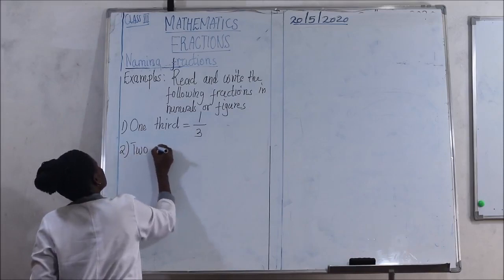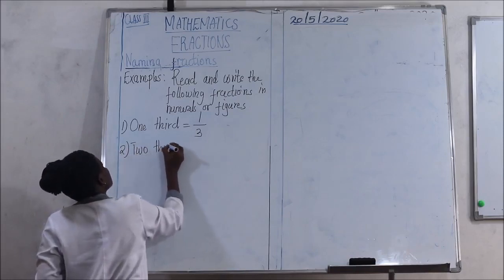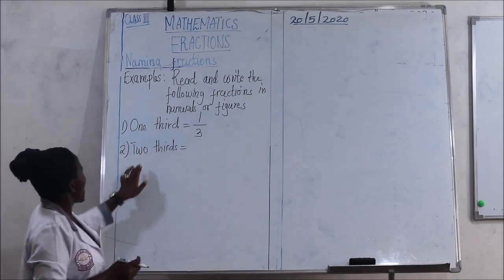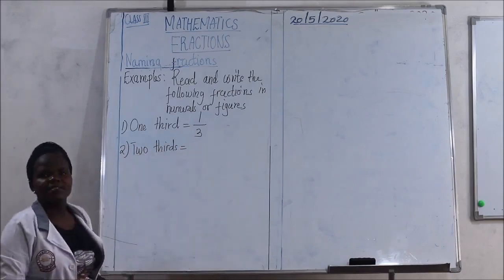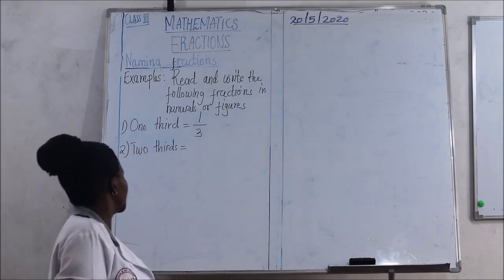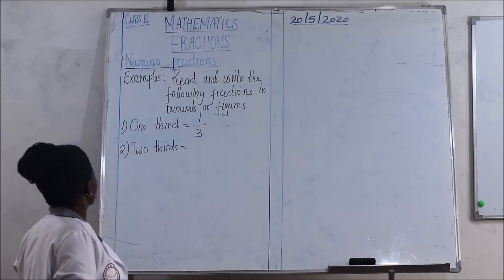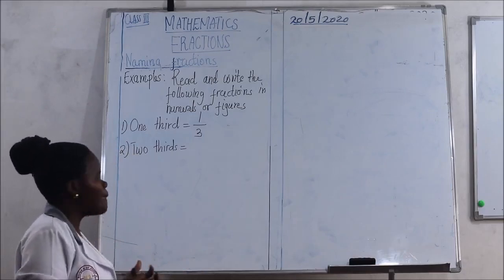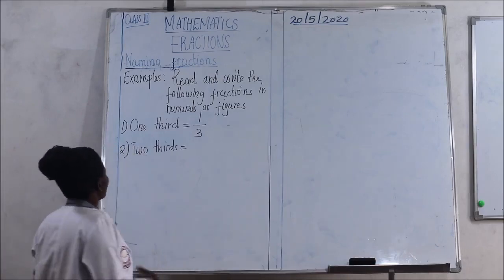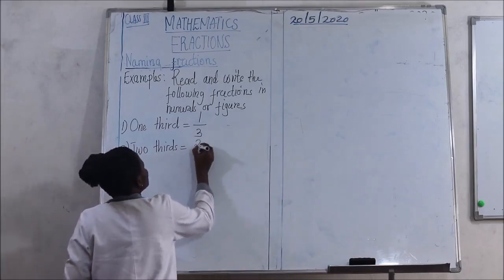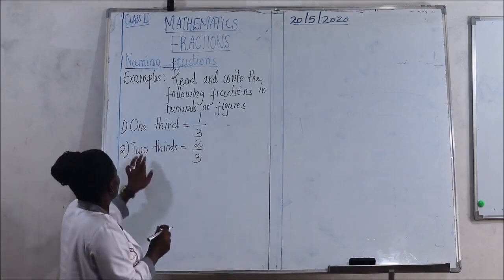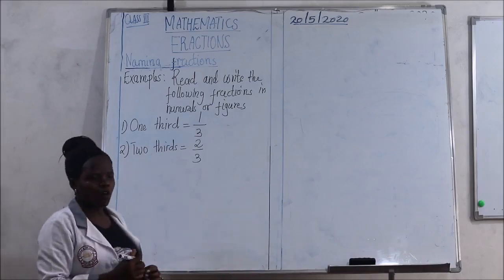Two thirds. Because we have two thirds, it means that the numerator will change. As we keep in mind, the numerator is the upper number, and the upper number is the first one to be mentioned. So here it will be 2/3. You can say this one is two thirds.